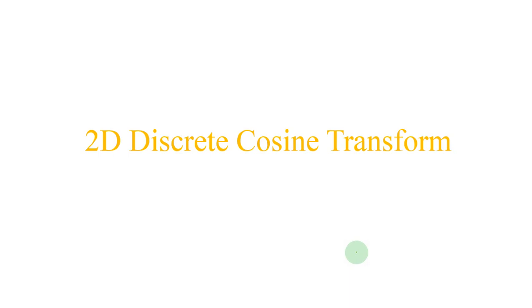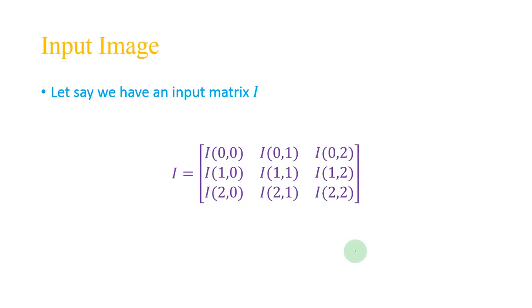Welcome back. In this video we shall talk about 2D discrete cosine transform, or two-dimensional discrete cosine transform. Let's say we have an input matrix I, where I of 0 0 represents the element of matrix I at first row and first column.